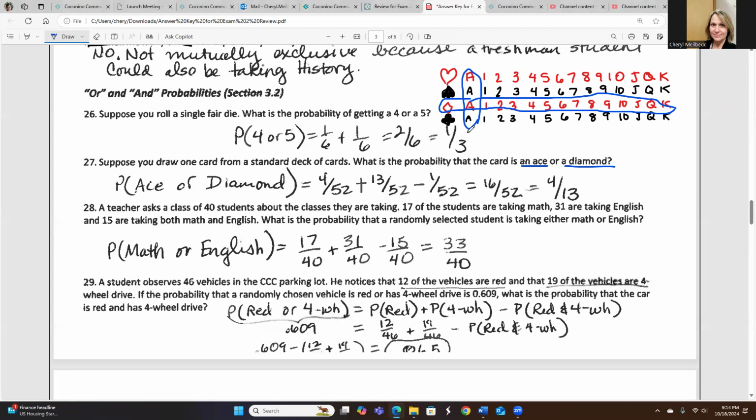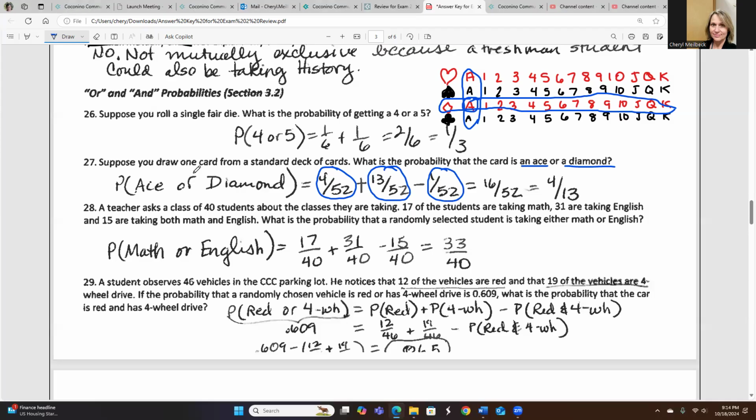So the probability of drawing an ace is 4 out of 52. The probability of drawing a diamond, there are 13 diamonds when you go from ace to king. So the probability of drawing a diamond is 13 out of 52. But then we subtract out the overlap. Notice we counted this ace twice. Here when we counted 4 and here when we counted 13. So we subtract 1 out of 52 because we counted it twice.